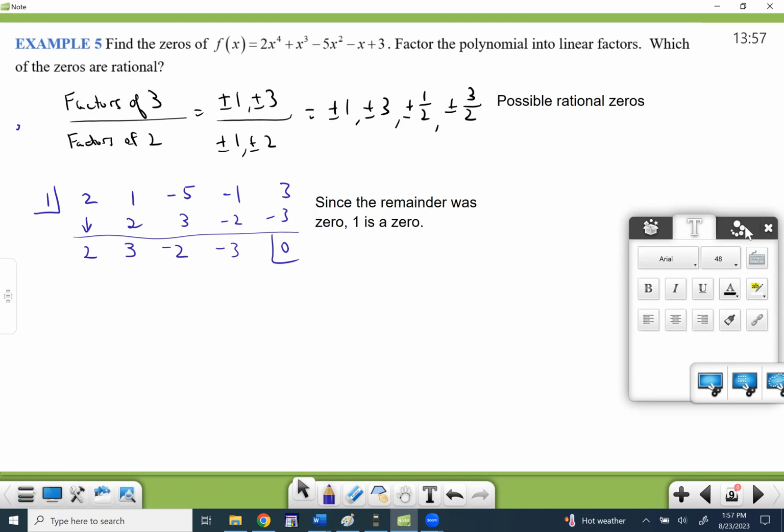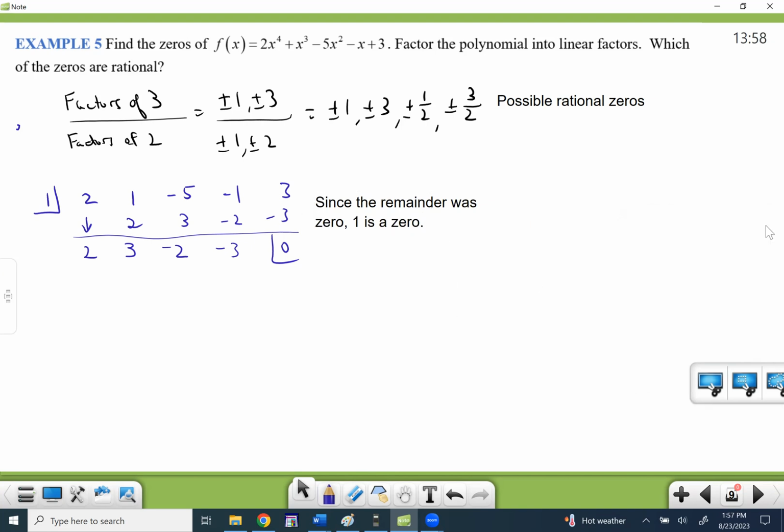Now, I don't really want to continue doing synthetic division because I could do the entire list and none of them could work. Nothing guarantees that I'm going to get any more rational zeros. Maybe the rest of my zeros are irrational. Who knows? Okay. What I'm going to do is try to factor or use some other skills we've learned in the class.